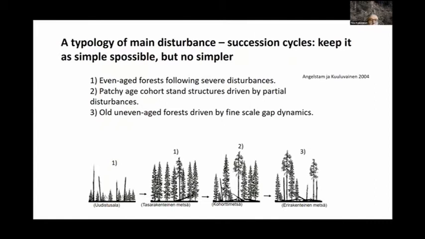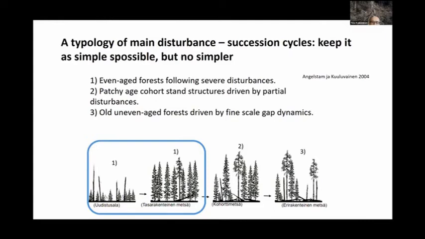One starting point could be to try to classify the main disturbance succession cycles that we can find in the natural forest. But we have to keep it as simple as possible, but no simpler. And we have been suggesting this kind of very simple classification into three disturbance succession cycles. First, we have the even age forest following natural, following severe disturbances.